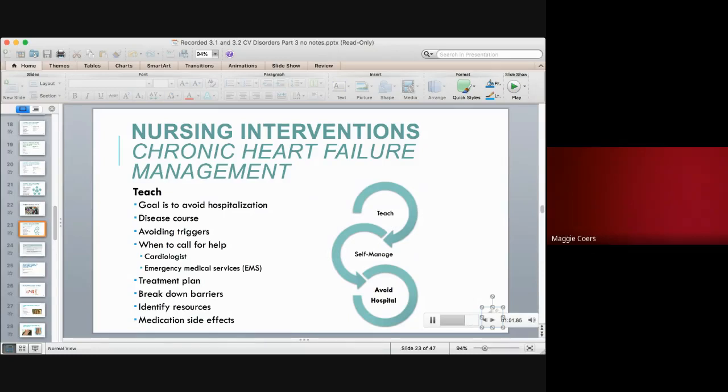So it's really important, again, that we teach about the disease, the triggers, the treatment plan, provide resources, identify or break down those barriers, such as access to transportation, access to the grocery store for food, access to an exercise plan, managing stress, all of the things that we have talked about. So if we teach the patient, they can better self-manage their symptoms and their disease process, and ultimately we can avoid hospitalization.